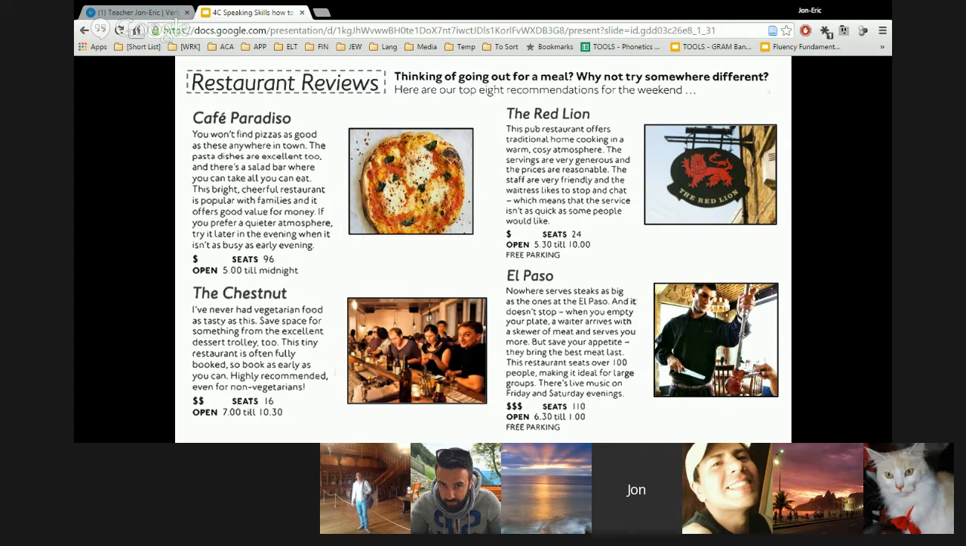Also, another word that I think is useful is the word servings. It says the servings are generous. So what are servings? It's a small quantity of food, a piece of food, no? That is served to one person, only for one person.